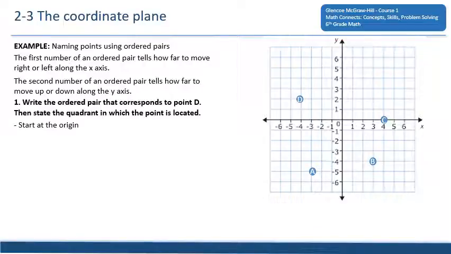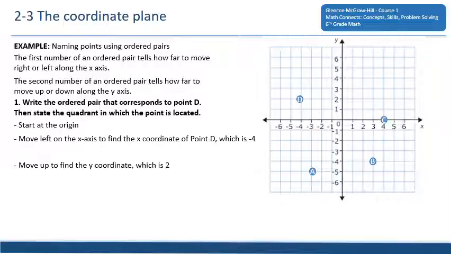Start at the origin, or 0, 0. Move left on the x-axis to find the x-coordinate of point D, which is -4. So if we go over so that we line up D with the number on the x-axis, that's -4. And then we move up to find the y-coordinate, which is 2. So if we go up to D and look over to see what number is on the y-axis, that will be 2. So point D corresponds to the ordered pair -4 and 2.